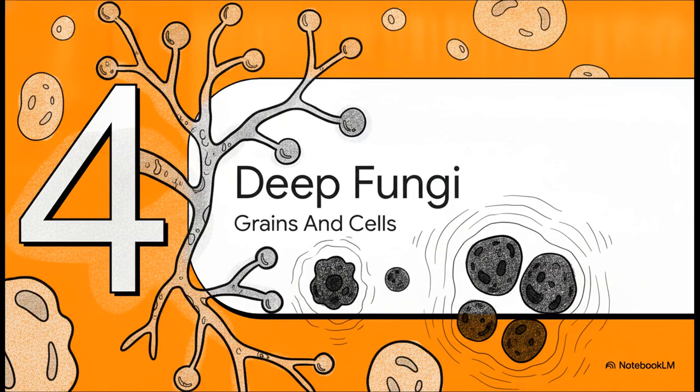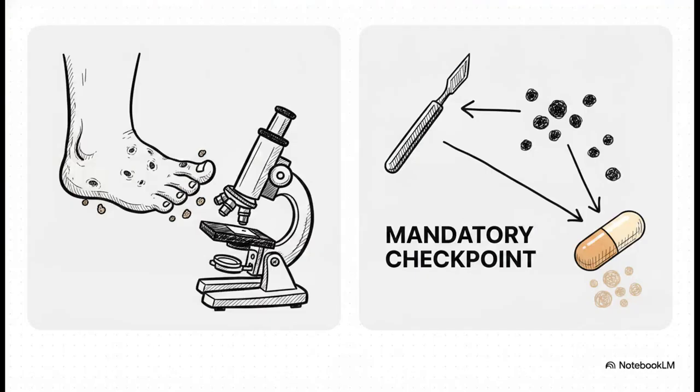Moving down to section 4, deep fungi, grains and cells. Entering the territory of really chronic, disfiguring subcutaneous infections, let's look at Madura foot. It's characterized by massive swelling, sinus tract formation, and visible grains extruding from the tissue. Now here is the critical clinical crossroad. Only about 50% of these mycetomas are actually fungal, what we call eumycetoma, which often presents with black grains. The other 50%, they're actinomycetomas, which are bacterial. And clinically, you just cannot reliably tell them apart.